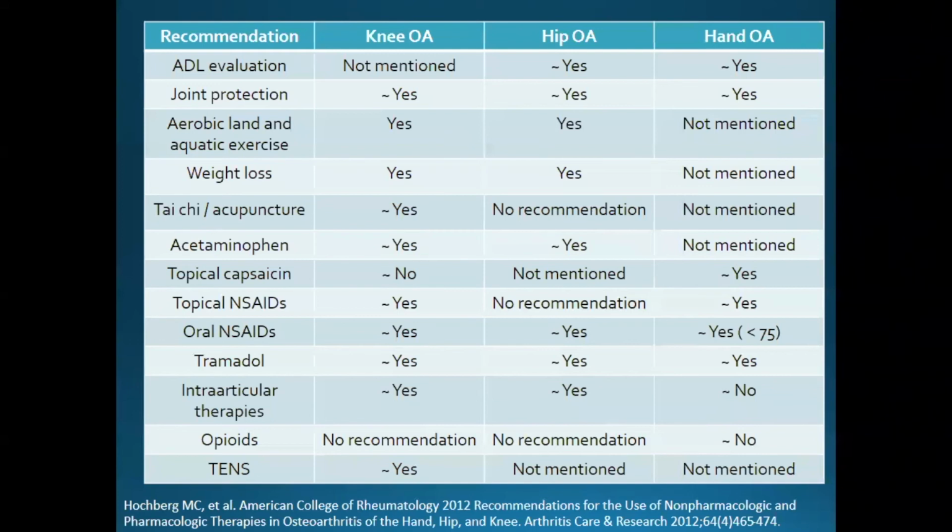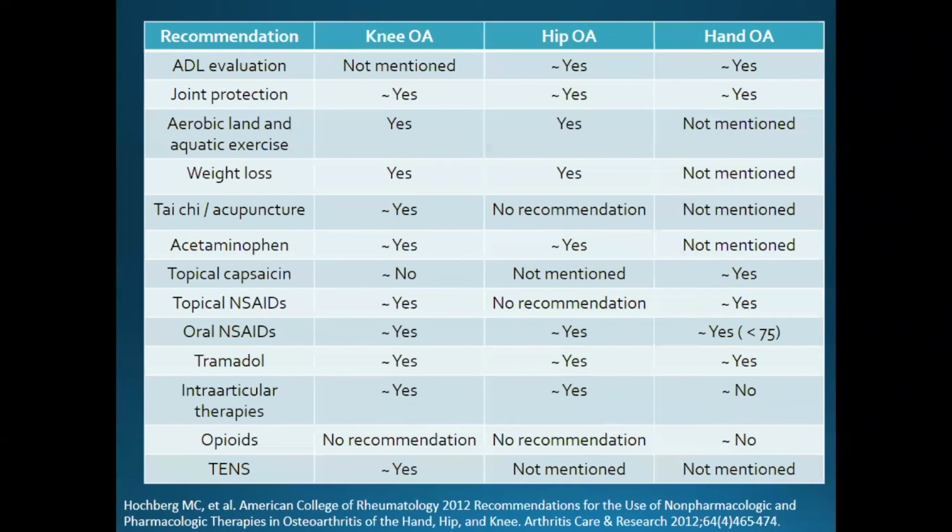You'll notice that for oral NSAIDs, basically all of them is a yes, except for hand osteoarthritis, where they don't want you to be over 75 in order to get it. I mean, this is kind of self-explanatory, right? It's like the normal stuff we would think of.